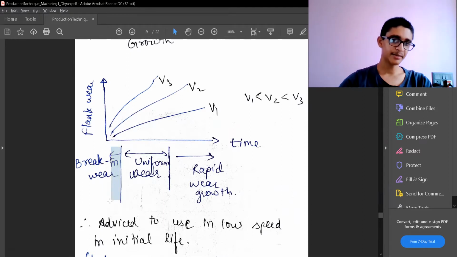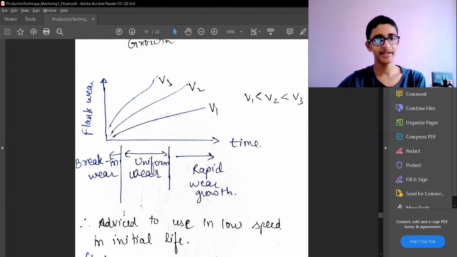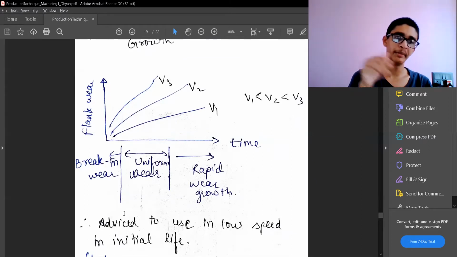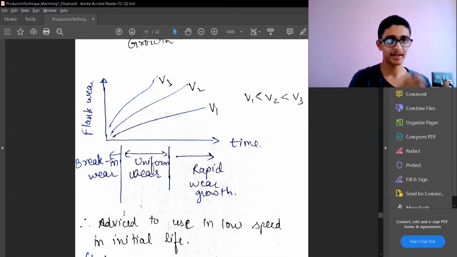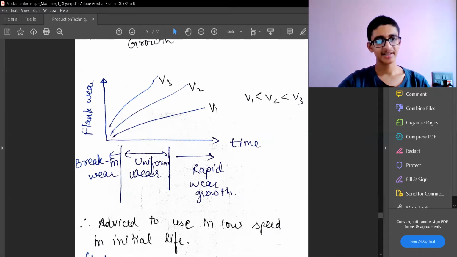That is the break-in wear region, where the tool is not used to doing machining, so it is unfamiliar with that process. If we impart a very high force during its early life, there are very high chances that it will break. In the uniform wear section, there are fewer chances of it wearing or breaking due to wear, and we can see that the flank wear in the uniform wear region is less.